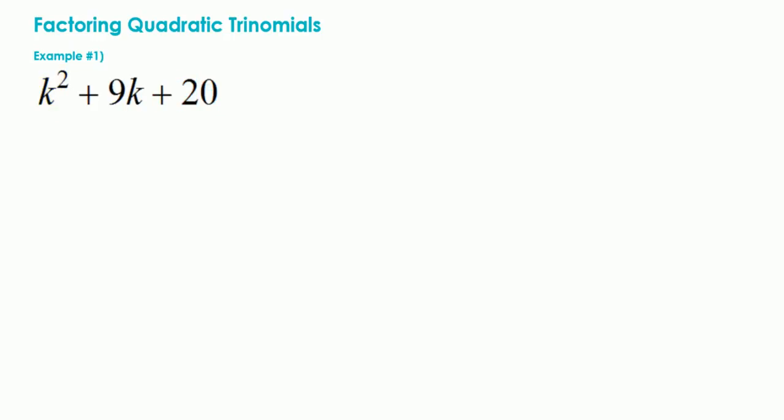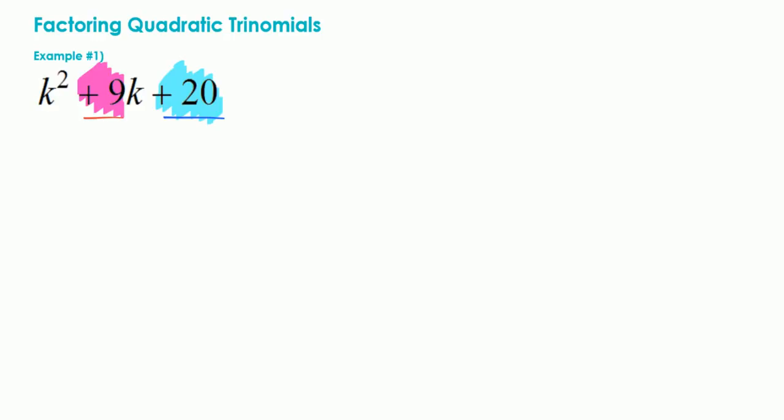When factoring, the goal is to find two numbers that multiply to give you the constant number on the end. But when you add those same numbers together, it gives you the coefficient on the middle term. In our case, that means we are looking for two numbers that when multiplied together give us positive 20, but when added together will give us a positive 9.